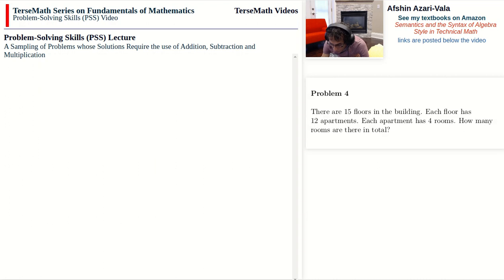Now problem number 4 says there are 15 floors in the building. Each floor has 12 apartments. Each apartment has 4 rooms. How many rooms are there in total? And it should be somewhat obvious that in order to find the total number of rooms, we have to multiply the 3 numbers that are given.